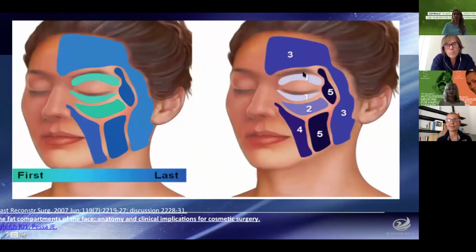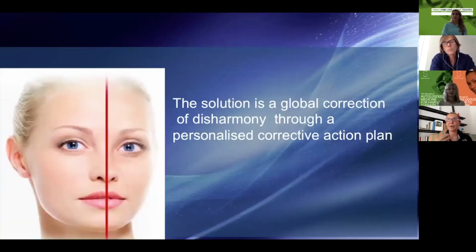The face doesn't age in the same way at the same time. As you can see, the first is the periorbital area, and then, starting with the orbicularis area, the atrophy of the temporal lateral area. So this is why our face changes over time. The solution when we treat the face of the patient is a global correction, in order to have a good personalized corrective action on the face.